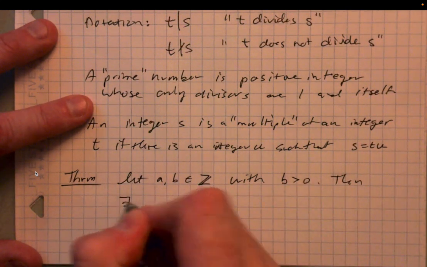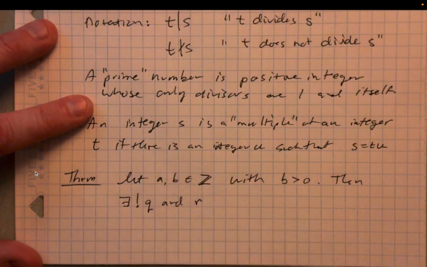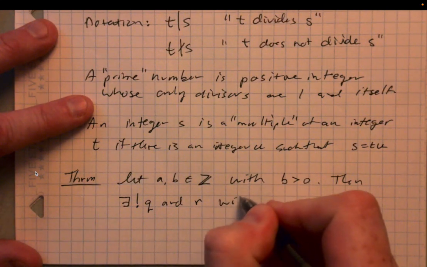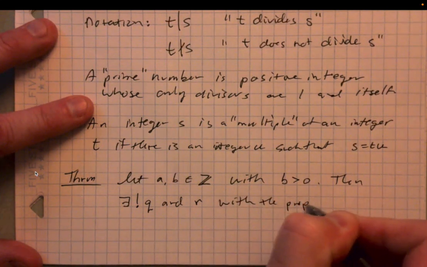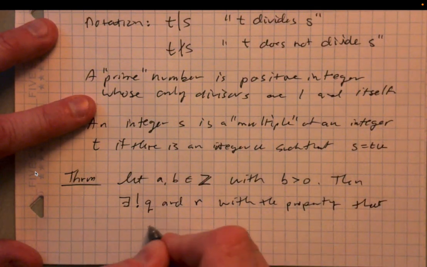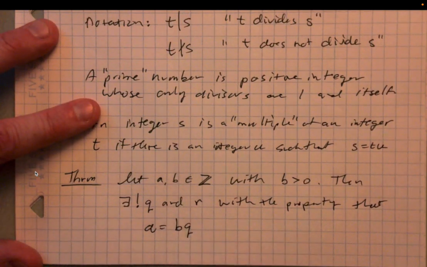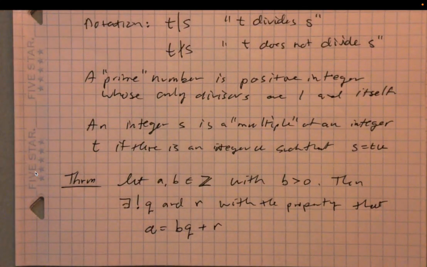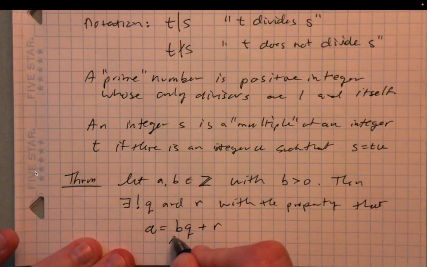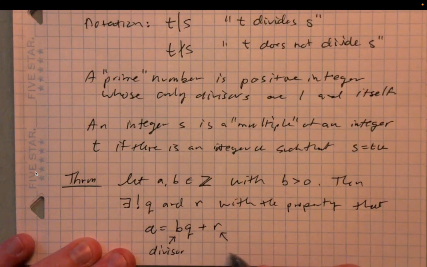Then there exists a unique q and r, integers again, with the property that a is equal to b, the divisor, times q plus r, the remainder. Okay, and so b here is playing the role of the divisor. r is what we call the remainder.